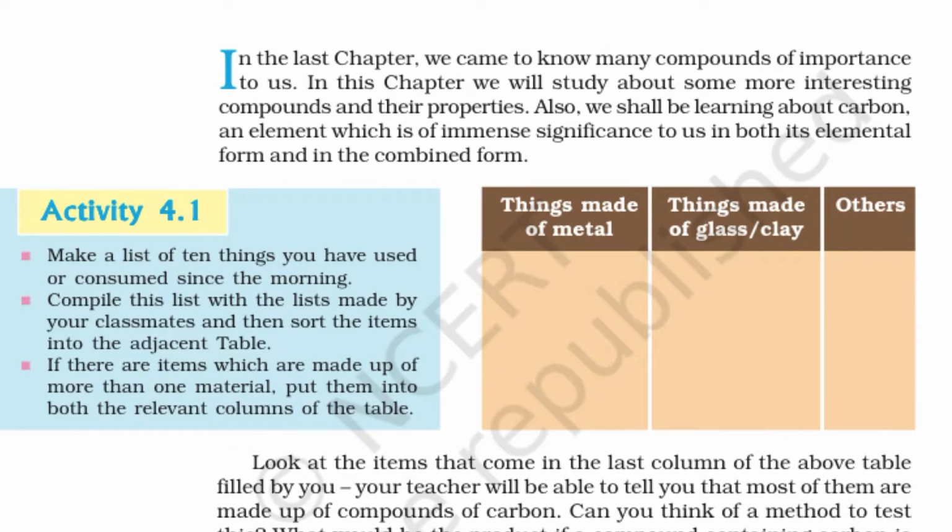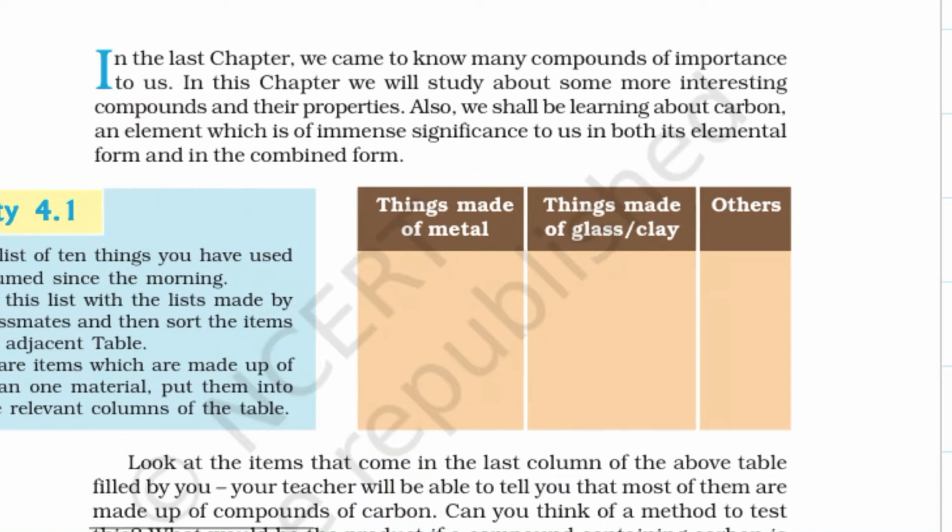Make a list of 10 things you have used or consumed since morning. Compile this list with the list made by your classmate and then sort the items into the adjacent table. Is there any item which can be made up of more than one material? Put them into both the relevant columns of the table.